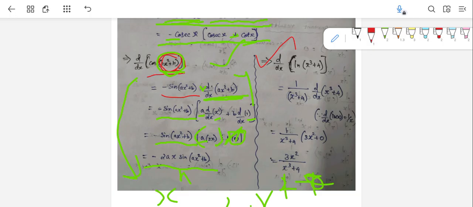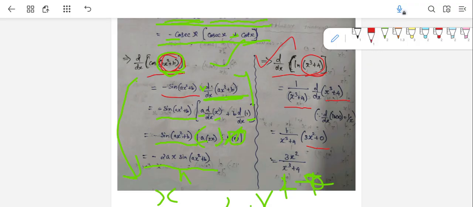For ln or log to the base e, both are the same. So ln of x cube plus 4 is there. Derivative of ln x means just 1 by x, so you write first 1 by x cube plus 4, into the differentiation of the extra value again. So d by dx of x cube plus 4. When you do that, you will get 3x square plus 0, because 4 is constant.